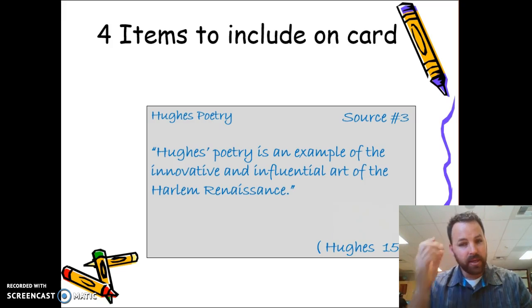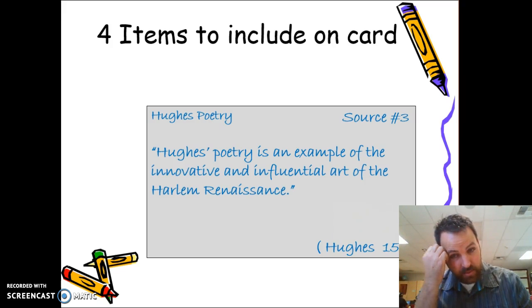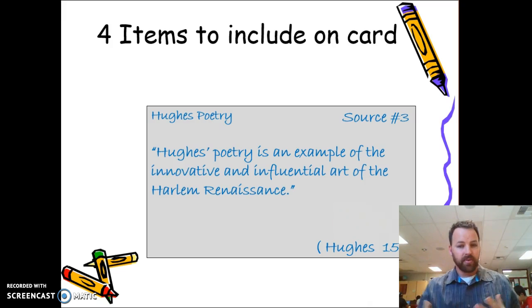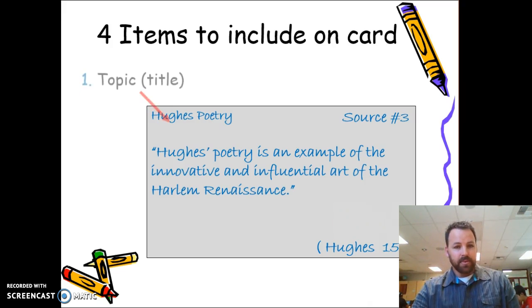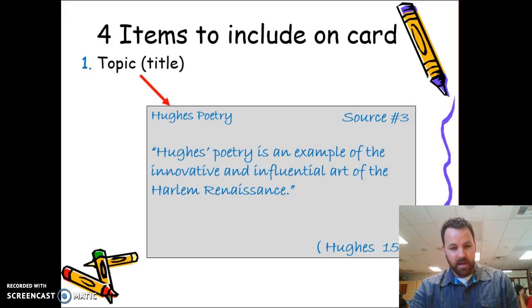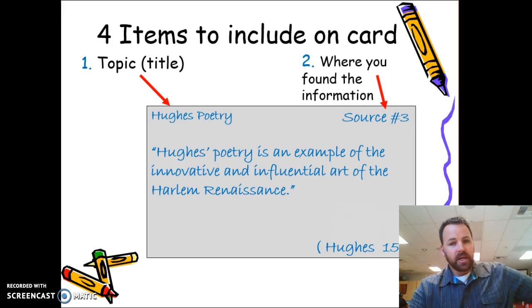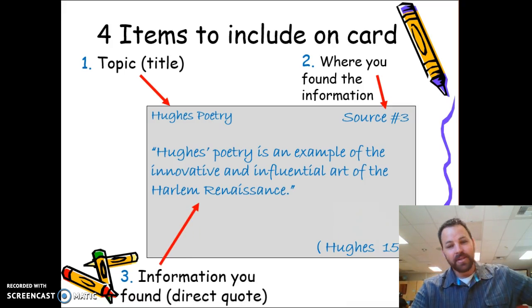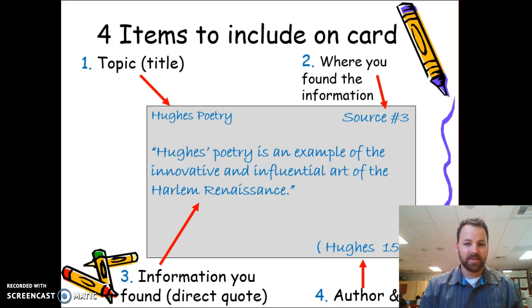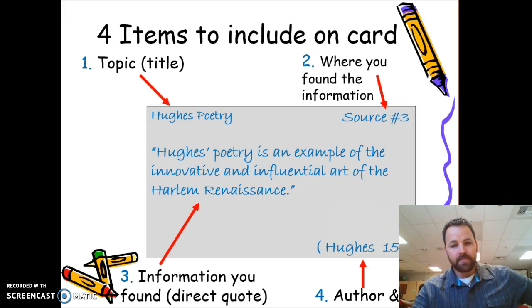So here's my example. Once upon a time in college, I did a research report on Langston Hughes, my favorite poet. And so here's an example. There's 4 bits of information on this note card. Number 1 is a topic. I'll talk to you a little more about that. Number 2 is a source number. Number 3 is that direct information, that one idea. And number 4 is, think of it as your parenthetical citation. So in this case, I'm directly quoting a book where Hughes said something on page 15.